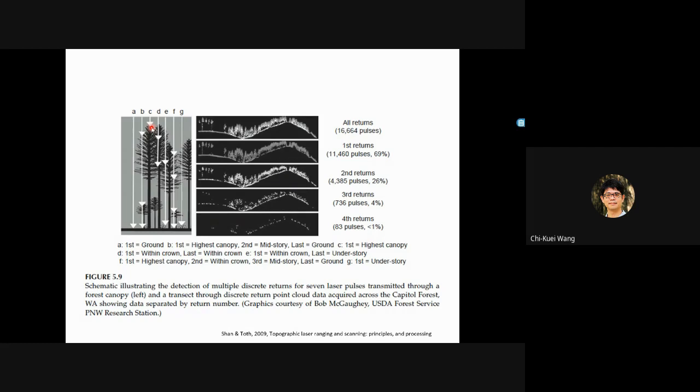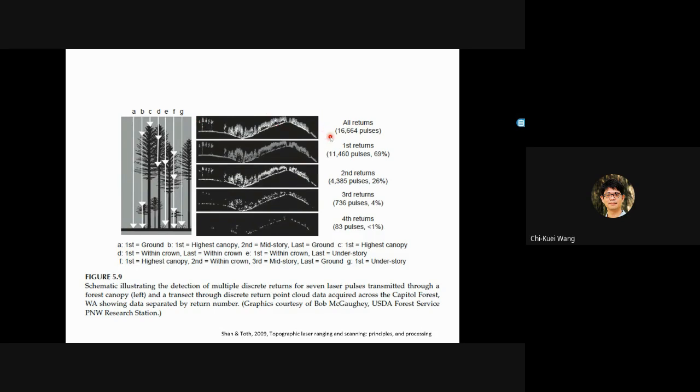So chances are the first hit is in the canopy, and the second is still in the canopy. It doesn't reach the ground. Other scenarios can happen. So it doesn't guarantee the last return will be on the ground, but we just say the last return is more likely to be on the ground. So this is all the returns.